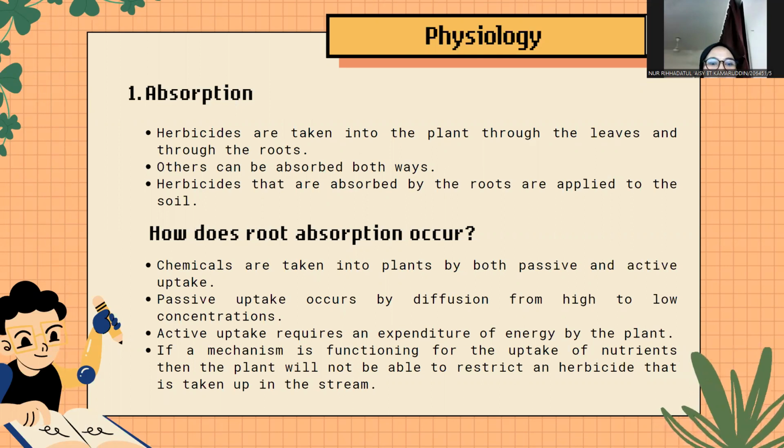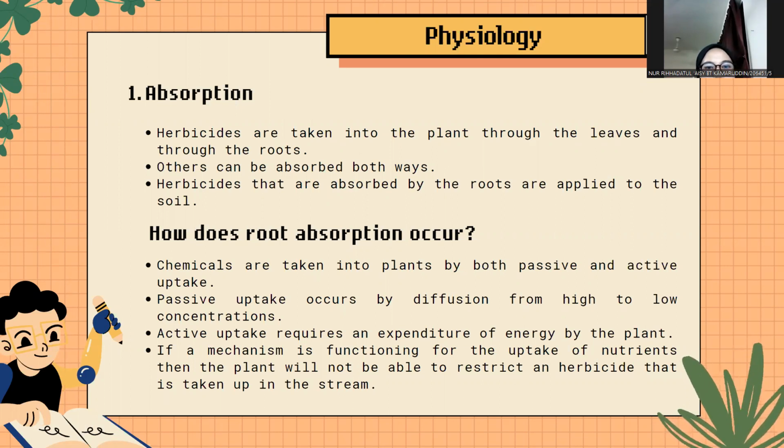Thank you, Tasha. And I will talk about the physiology in the plant response to herbicide. Herbicides are taken into the plant through the leaves and through the roots. Some herbicides can be absorbed only through the leaves and some can be absorbed through the roots. Others can be absorbed both ways. Uptake into one or other organs, but not both, illustrates how the physiological process of absorption can be selective.